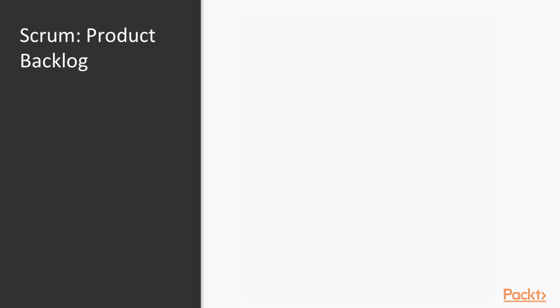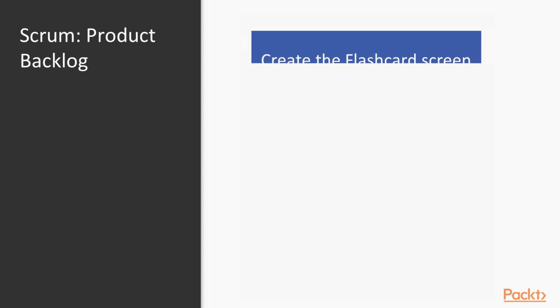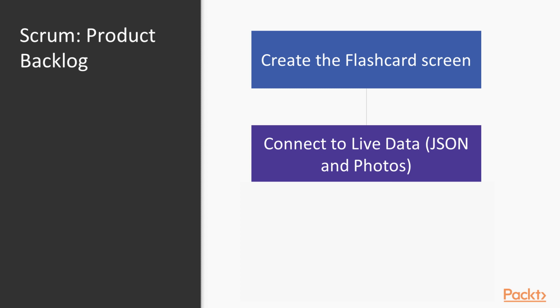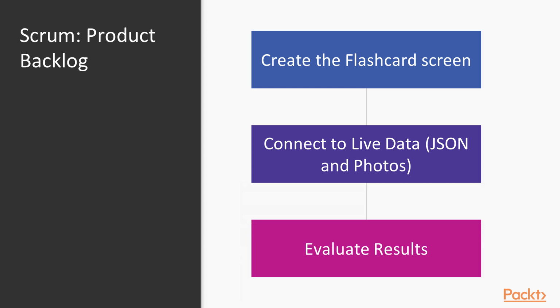For our application, we're absolutely going to need a flashcard screen. We're going to need to connect to some kind of data. And then we're going to need to evaluate results. So these are 3 features that I've put pretty high on the list. I've created a sample Scrum board, and the URL for this is scrummy.com/plantflashcards. You can see it here.